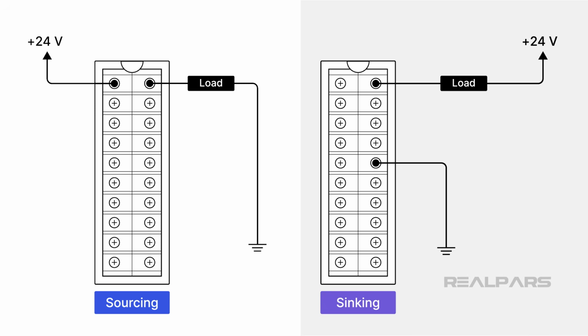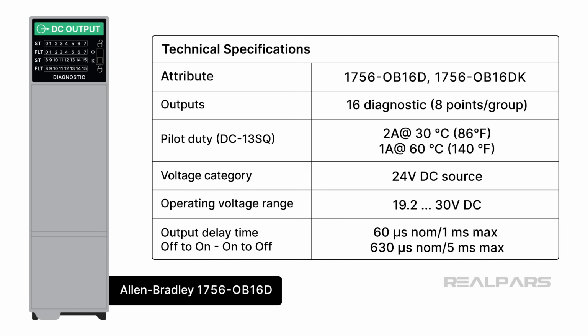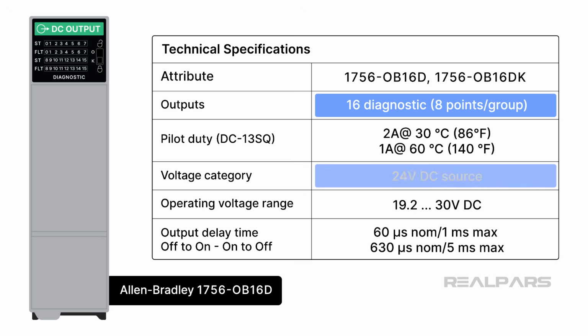Sinking and sourcing output modules are wired differently. Sourcing modules will connect the load to a supply voltage. Sinking modules will connect the load to a power supply return or ground. We'll start with the Allen-Bradley 1756-OB16D, which is a 16-output sourcing output module. The letter D stands for diagnostic, which places this module in a category superior to many others.